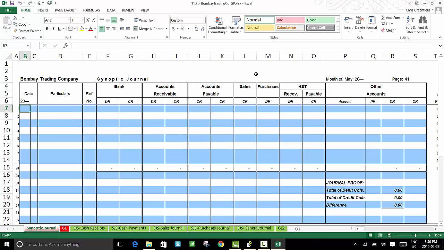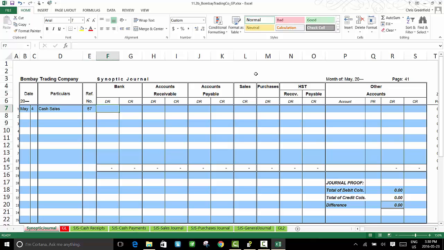Just like we normally would with a regular journal, we're going to put in our month first, and then the date of the transaction, which is the 4th. We made a cash sale, so we're going to use our particulars column a lot in this journal. Because we have so much going in one place, it's important to differentiate what all the things are. It relates to our sales ticket number 57, so we're going to list that.